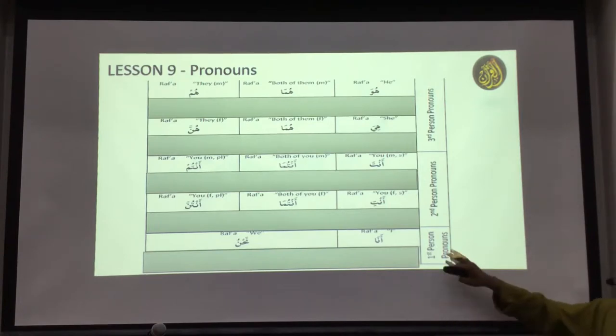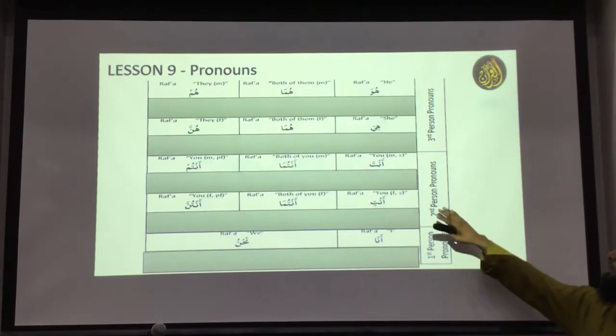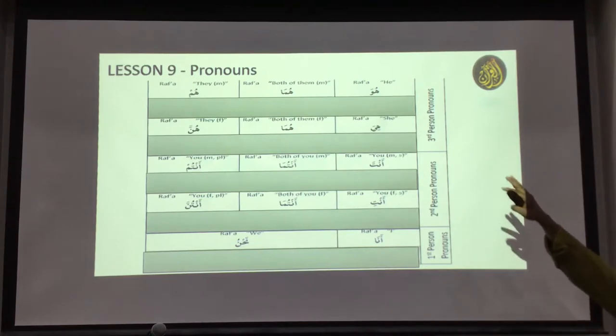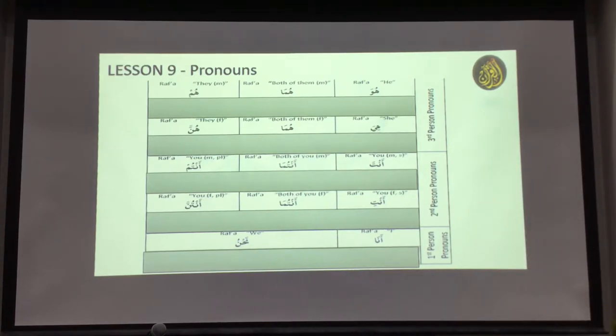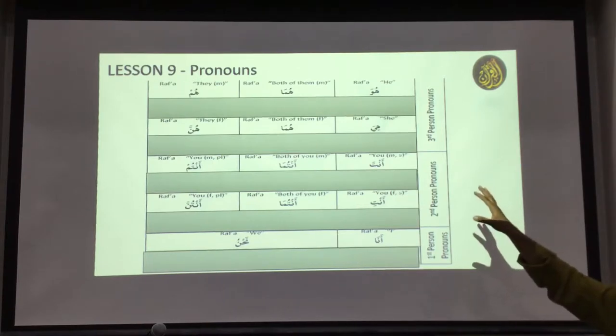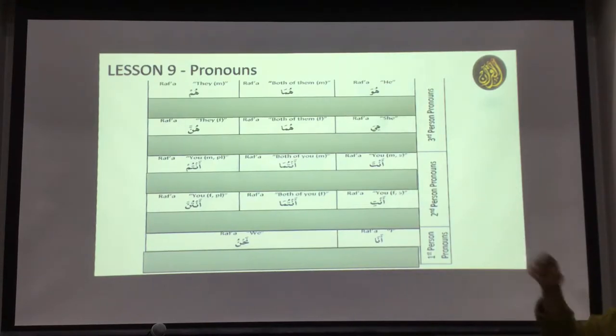Very simple, just like English, we have first person, second person, third person, okay? Now, these are all pronouns, and these are all independent pronouns. They are not attached to anything. They are just by themselves. What is an attached pronoun, we'll see very soon. When I show you an example, you'll understand, oh, this is an attached pronoun. So these, with the meanings, we must memorize.